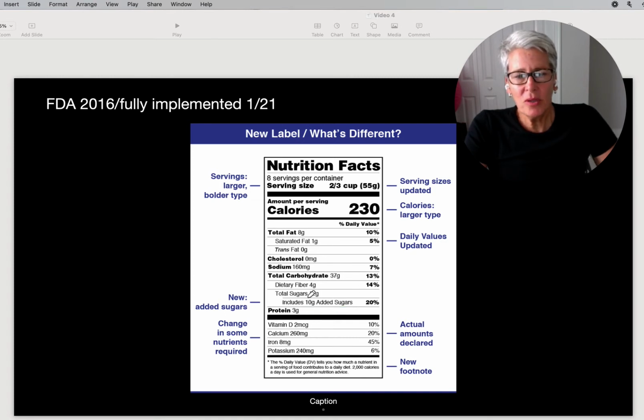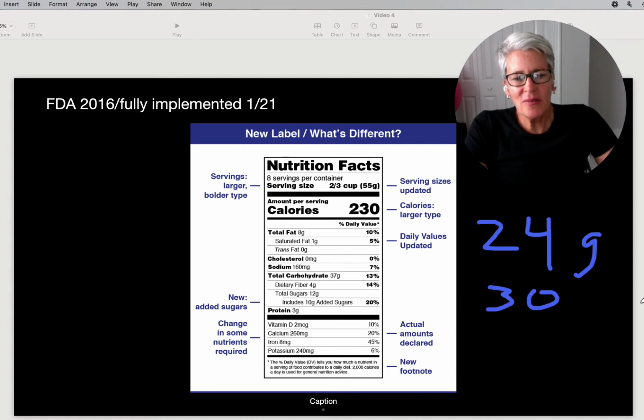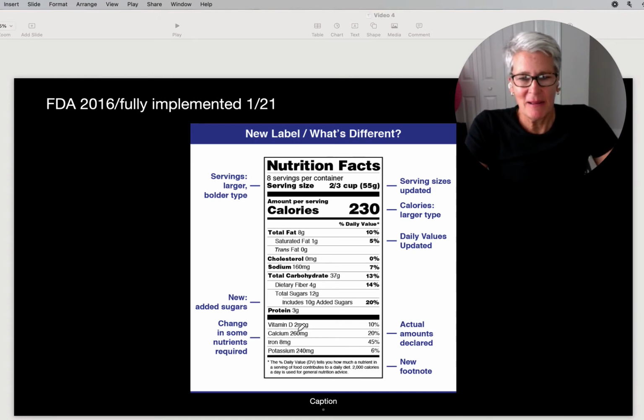Important to note that even though there is not a percentage daily value here, that's a highly political topic. We'll have to talk about that in another video. But know that the American Heart Association recommends 24 grams for women and 30 grams for men daily. That's it. That's your total allocation of added sugars per day.